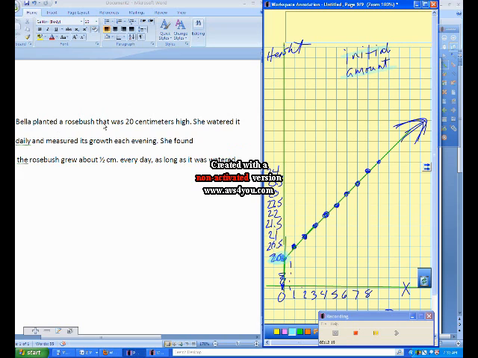So initial amount is what we start with right here. She planted a rose bush that was 20 centimeters high. That means from the get-go, it's just started, so the height to begin with is 20. There's also a more mathy term for this initial amount. It's what we call a Y-intercept, and the reason we call it a Y-intercept is because this is the spot where the data hits the y-axis.